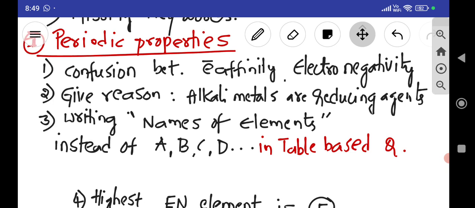questions. Alkali metals are reducing agents. See, loss of electrons, right? Alkali metals have the tendency to lose electrons. During that process they undergo oxidation, hence you call them reducing agents. This should be mentioned correctly.